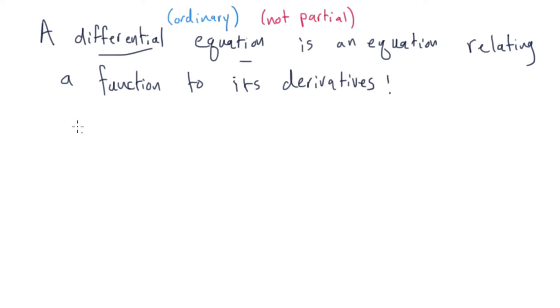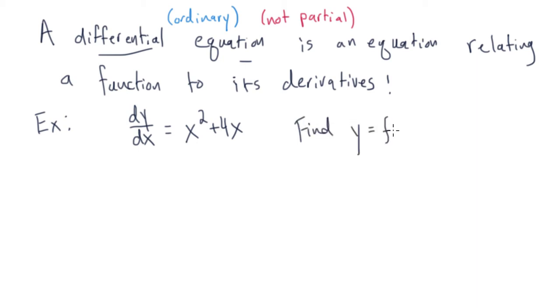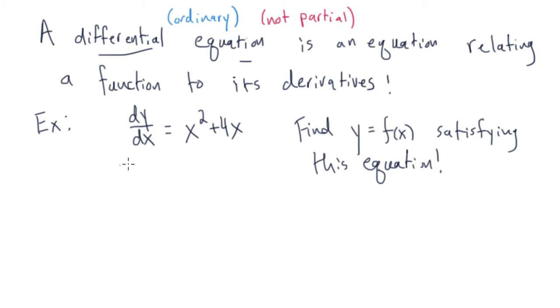And so, for example, we could have that dy dx is equal to x squared plus 4x. Okay, so we want to find y, which is a function of x, satisfying this equation. And now this equation is called separable.